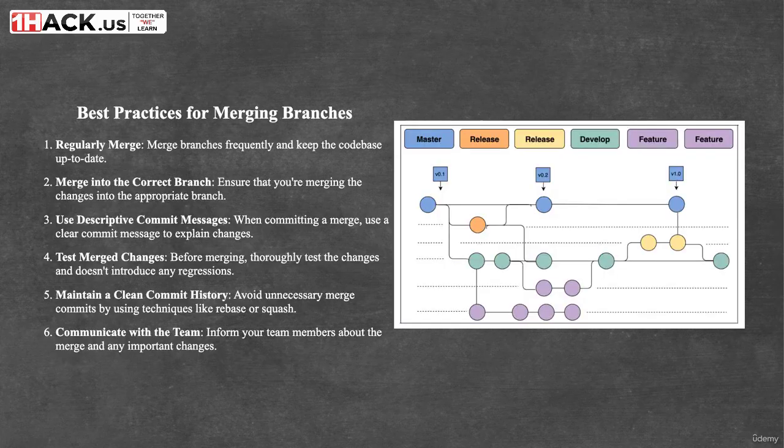To ensure that the merging process is efficient and effective, it's important to follow some best practices. Let's go through them. 1. Regularly merge. Merge branches frequently to minimize the number of conflicts and keep the codebase up to date. This helps to avoid large, complex merges that can be more difficult to manage.